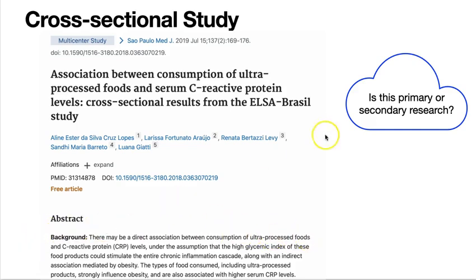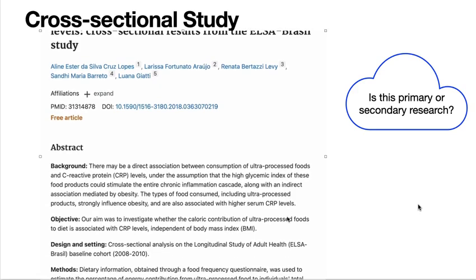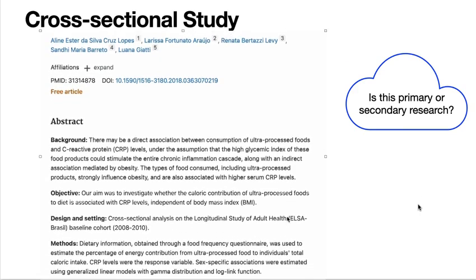This one, let's see if they let me click it and let it play. Ooh, it does. So this one is, they wanted to know the association between consumption of ultra-processed foods and serum C-reactive protein levels. So C-reactive protein measures inflammation. And so they wanted to know if the consumption of ultra-processed foods was related with possibly inflammation in people.